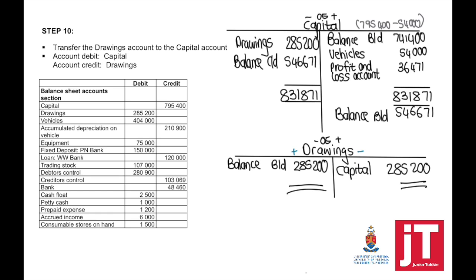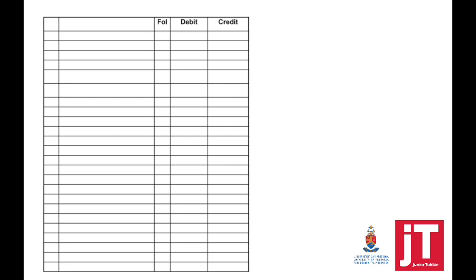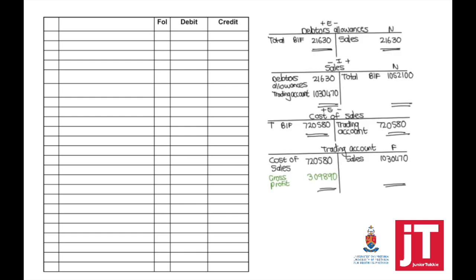I'm not going to redo the ledger accounts, but what I am going to do now is to show you how to complete the general journal. Some important basics with the general journal. The account which is debited is always written first. Make sure that you get that right. So starting with what have we done first?